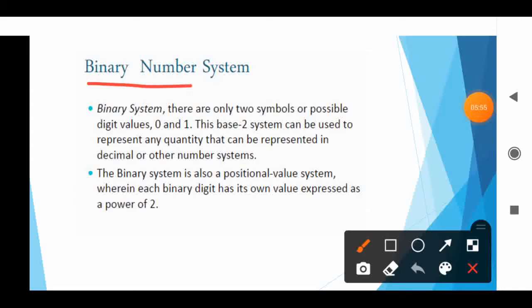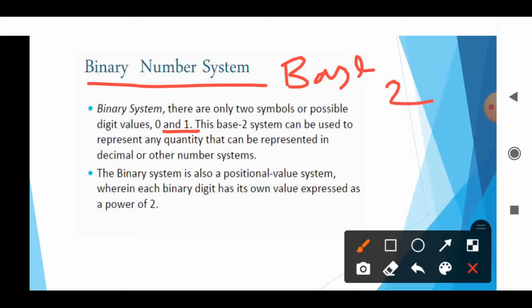The next system is what? Binary number system. It represents values using zeros and 1s. There are only two symbols possible here, zeros and 1. The base 2 system can be used to represent any quantity. Here we can represent the value using base 2. Binary number system, base what?